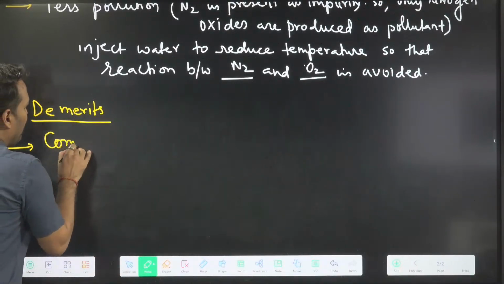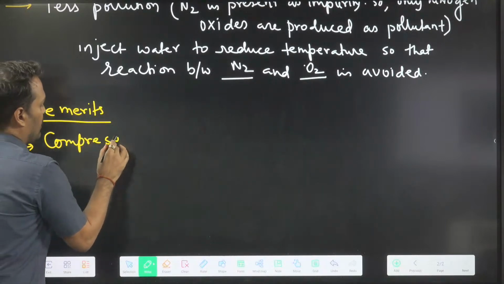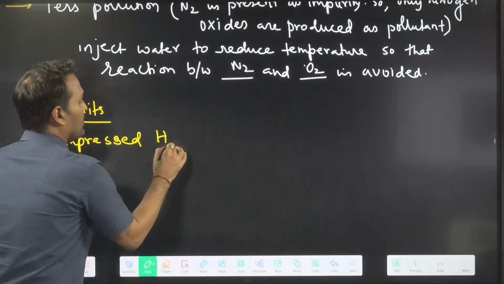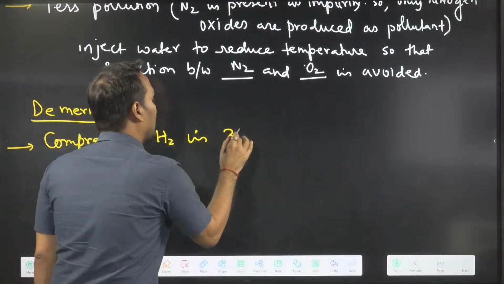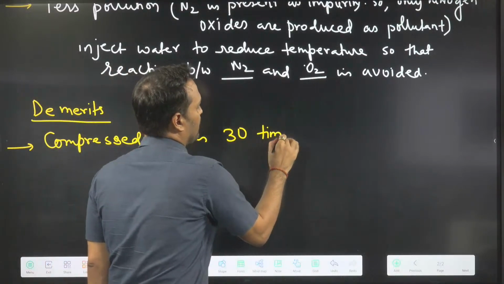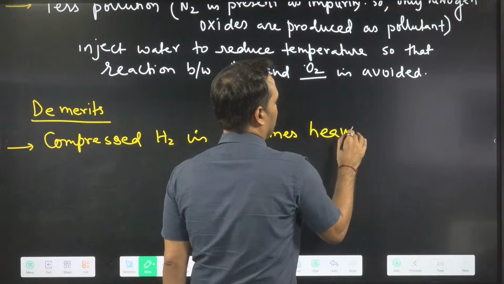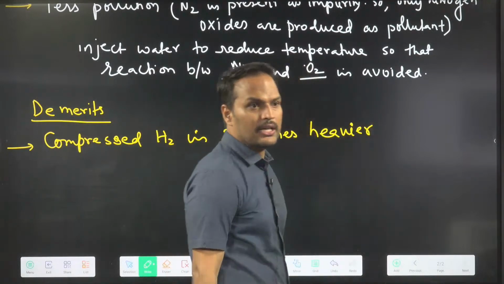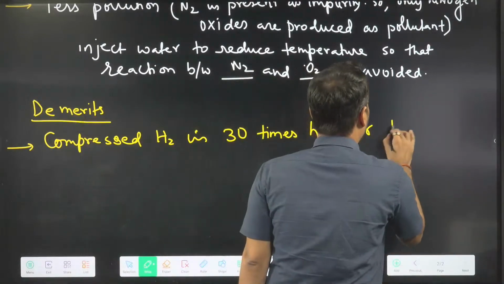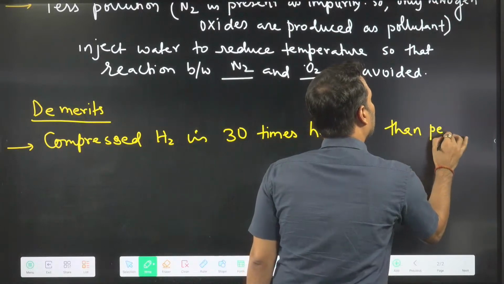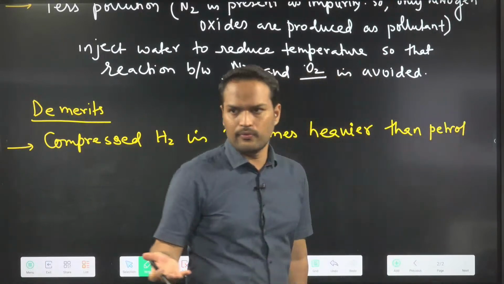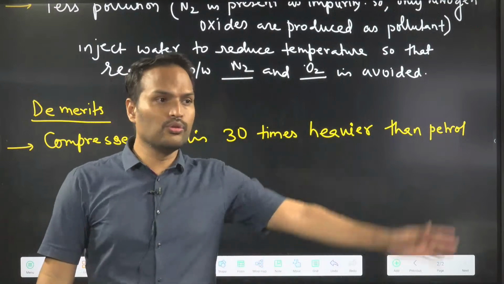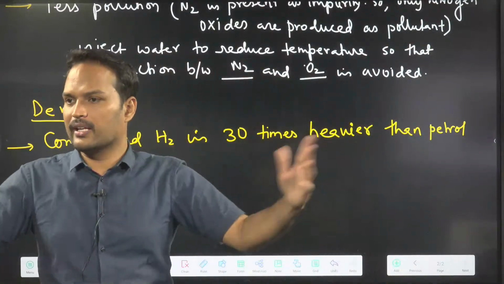If you have compressed hydrogen, compressed hydrogen is 30 times heavier than petrol for the same energy value. So you see now, outside near the petrol pump, a tanker is there.